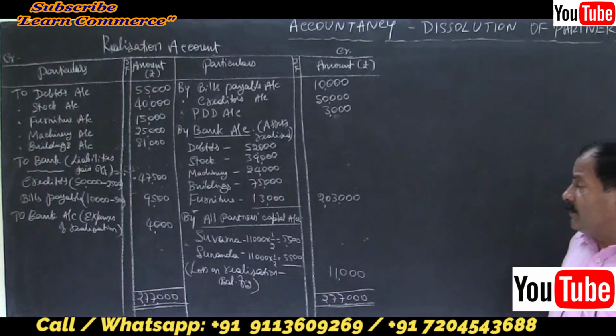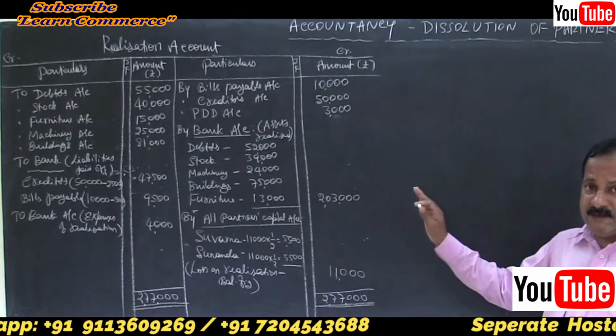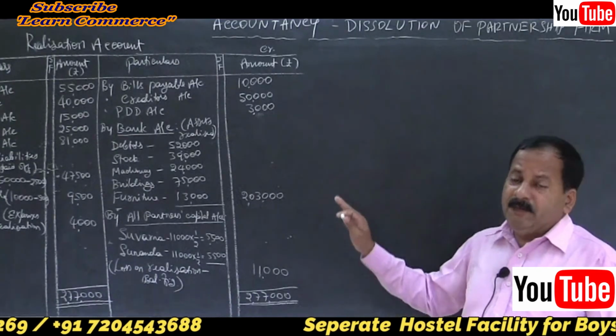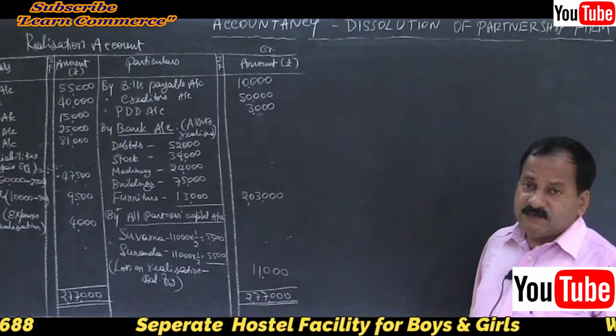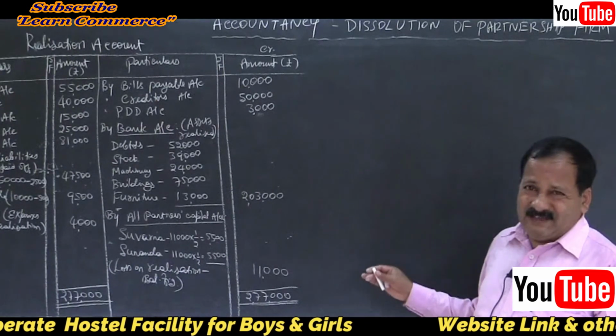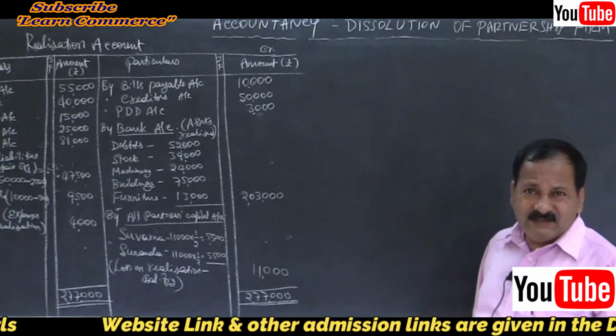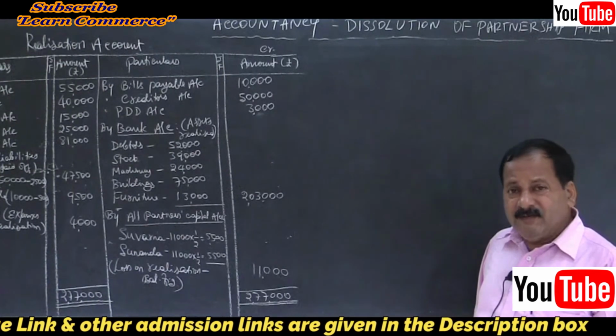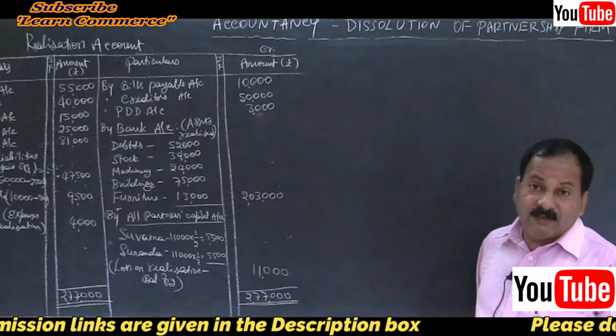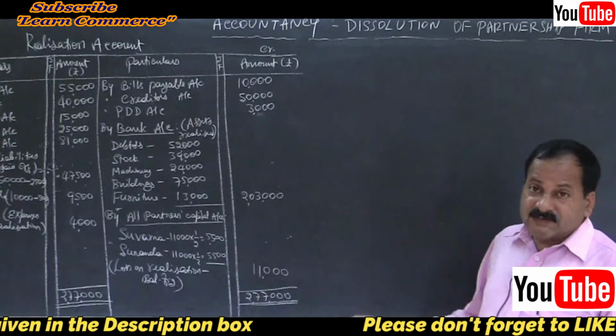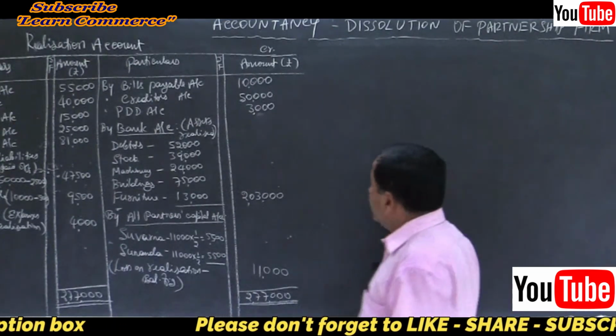Realization account is done. Remember friends, minimum 5 marks. Sometimes it may be 6 marks also. So, very easy. Compared to admission and retirement, it is far better. Correct? Very easy. Easily anyone can score in this concept. Right? Now, let us move on to the next part.